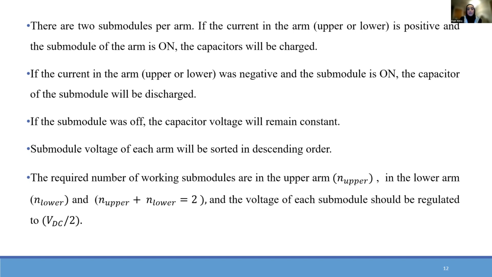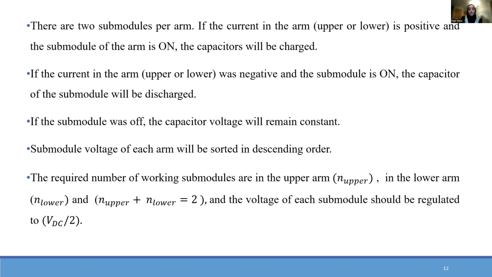PWM. In my system, I have two submodules per arm. If the current in the arm, whether upper or lower, is positive and the submodule is on, the capacitor will be charging. If the current in the arm is negative and the submodule is on, the capacitor will be discharging. If the submodule is off, the capacitor will remain constant.